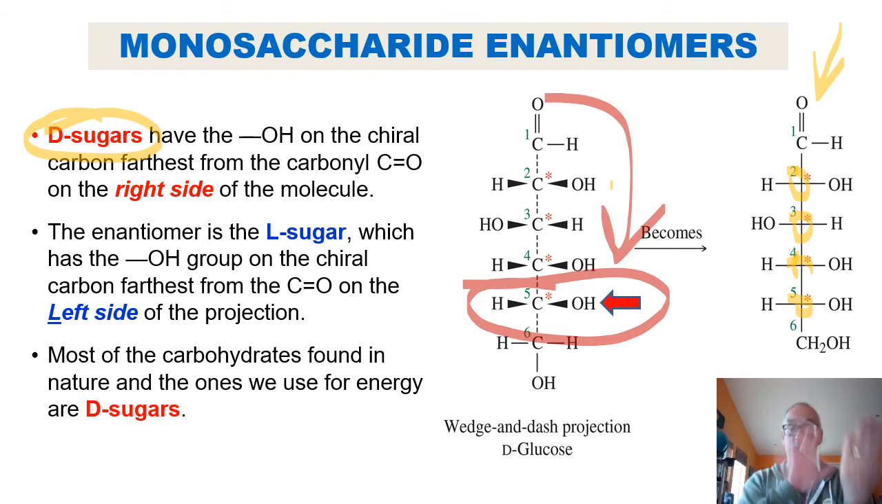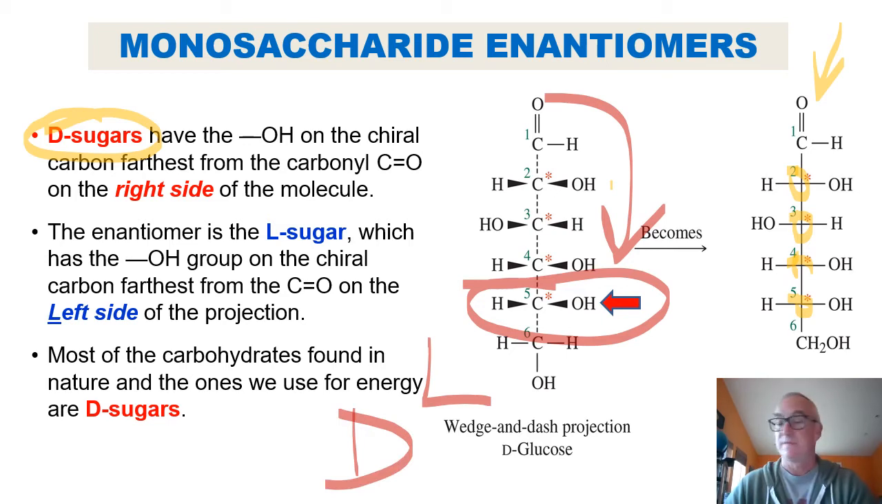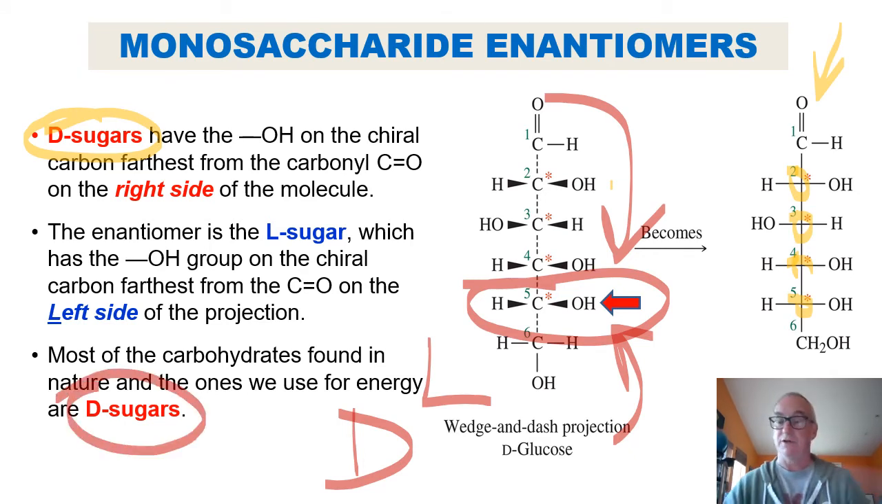So we look and see which side the hydroxyl group is on. Is it on the right side? Is it on the left side? If it's on the left side, this part is at least easy to remember: if it's on the left side, it is an L sugar. If it's on the right side, it's the other one. It's D. So that's it. This would be D because it's on the right side. If we just flip that around and put the hydroxyl group on the other side, then it becomes an L sugar. And so the ones that we use for energy in nature are the D version.